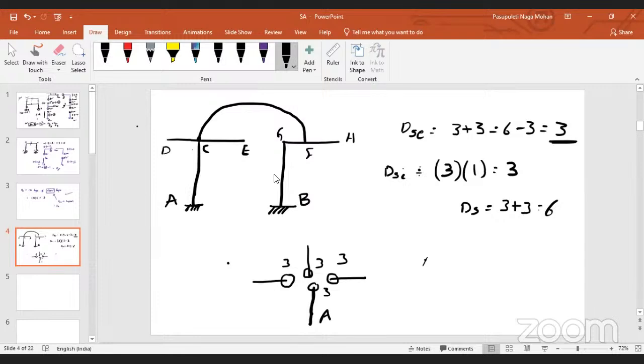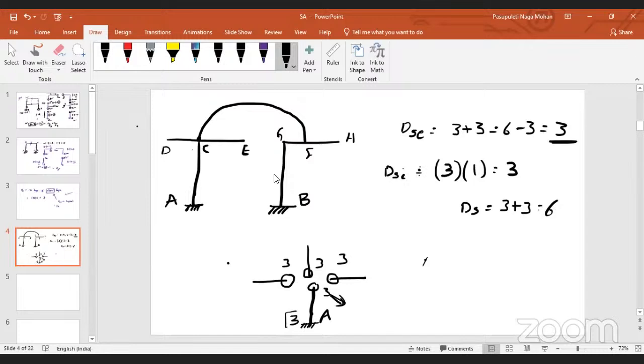This is what the support is. Imagine if you know the support reactions, if these 3 are known, can I know these 3? If I know the 3 support reaction forces, can I find these 3? Yes, sir. 3 unknowns are still unknown, sir. We cannot find, right? For the AC member, we have 6 unknowns.